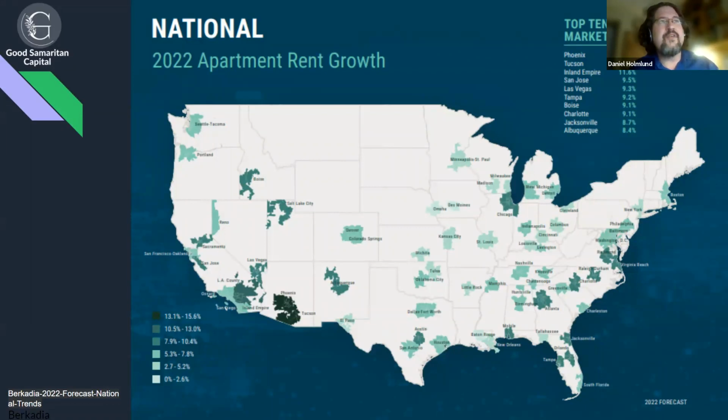But after that, other areas: Phoenix, Inland Empire, San Jose, Las Vegas, Tampa, Boise, Charlotte, Jacksonville, Florida, and Albuquerque. Now, just because this one statistic is going up very quickly doesn't necessarily mean that that is an ideal place to buy a property. There's a lot of other considerations that go into it. But I just wanted to show this to you up front as well.